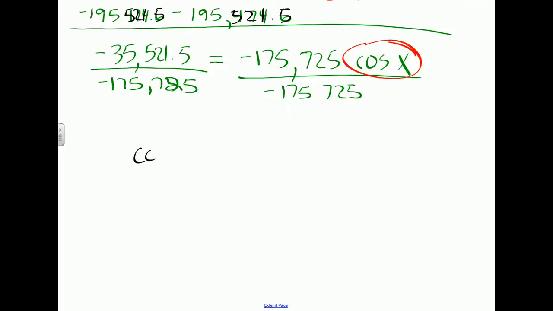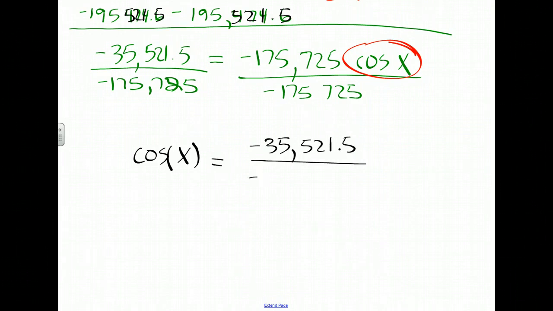If I want to solve for the angle, what angle is the cosine value going to be equal to this ratio? Negative 35,521.5 over blah, blah, blah. Well, what is it? That's going to be a number between 0 and 1 somewhere, right? Which makes sense. The cosine values are between 0 and 1. Been working with the unit circle.